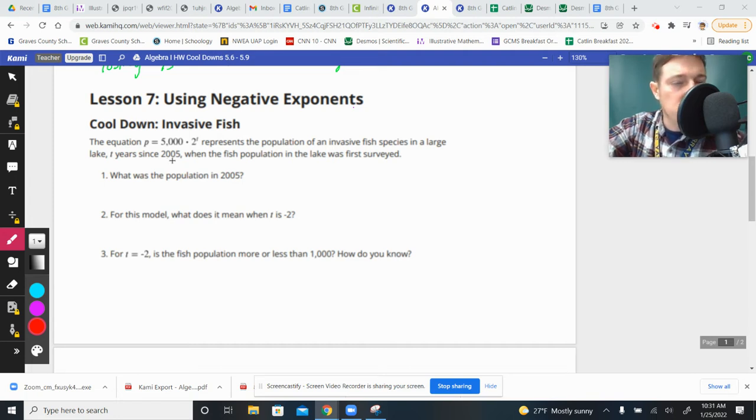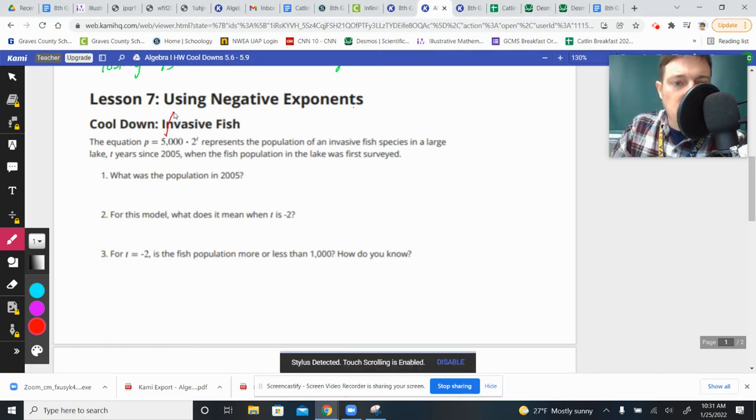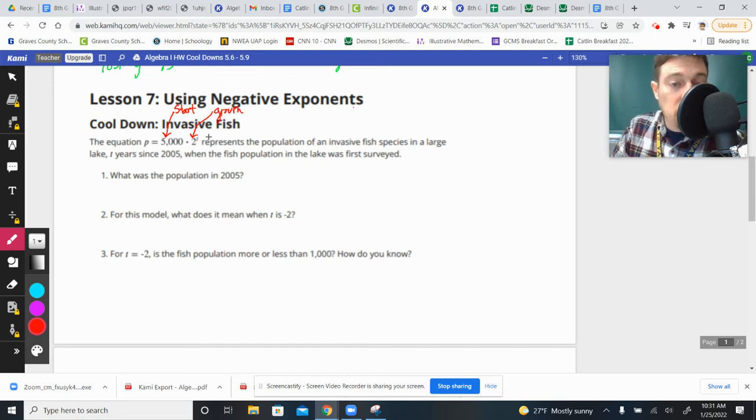It's our year zero. And if we look at the equation that's given to us, it's in the form that we recognize that we've been using, with 5,000 being our starting number. This is how many fish were there that first year it was surveyed. And then this is our growth factor. So it's growing by a factor of 2 yearly. So it's doubling every year, what we get from looking at the equation. That should be information we can look at now and know. So as they ask us these questions, we should be able to answer them.